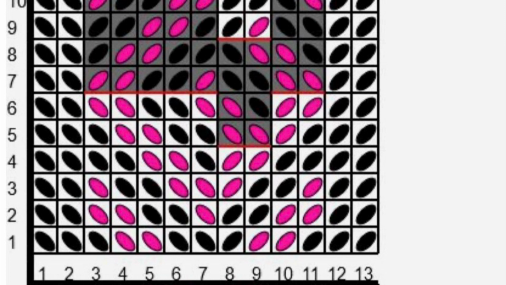Looking at another pattern, we see that picks 1 through 4 are forward turns, and we know that because they have a white background. On pick 5, cards 8 and 9 have a dark background, so that means those cards are going to turn backwards, and the rest will continue forwards. This is going to happen on both picks 5 and 6.